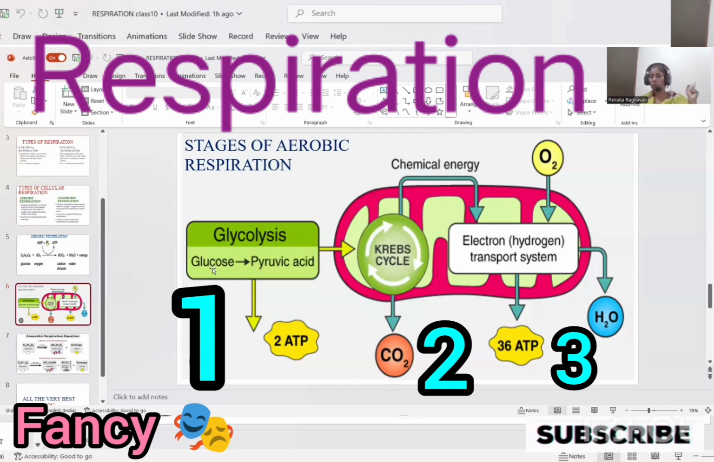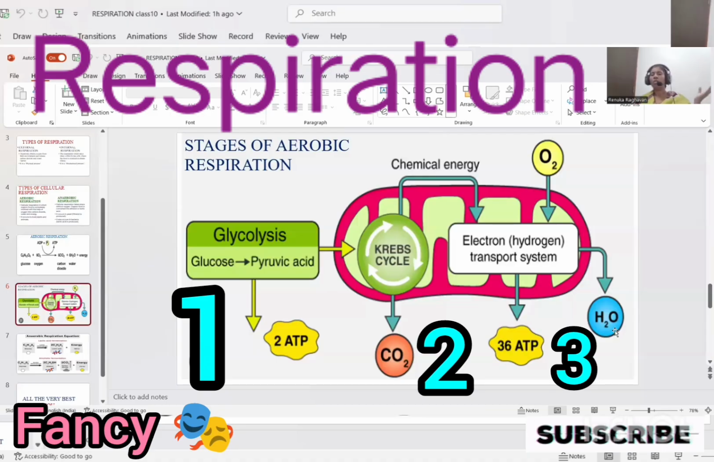Shall I repeat? So glucose is first converted into pyruvic acid. This is a 3 carbon compound. This pyruvic acid is entering into the mitochondria. In the matrix, the Krebs cycle will take place. It is the tricarboxylic acid cycle. That is, the pyruvic acid is oxidized and converted into carbon dioxide. Next, the rest of the reaction will take place in the innermost layer of the mitochondria. This is the innermost layer where the electrons are transported, and the rest of the oxygen which is entering into the mitochondria will accept the electrons and convert them into water.